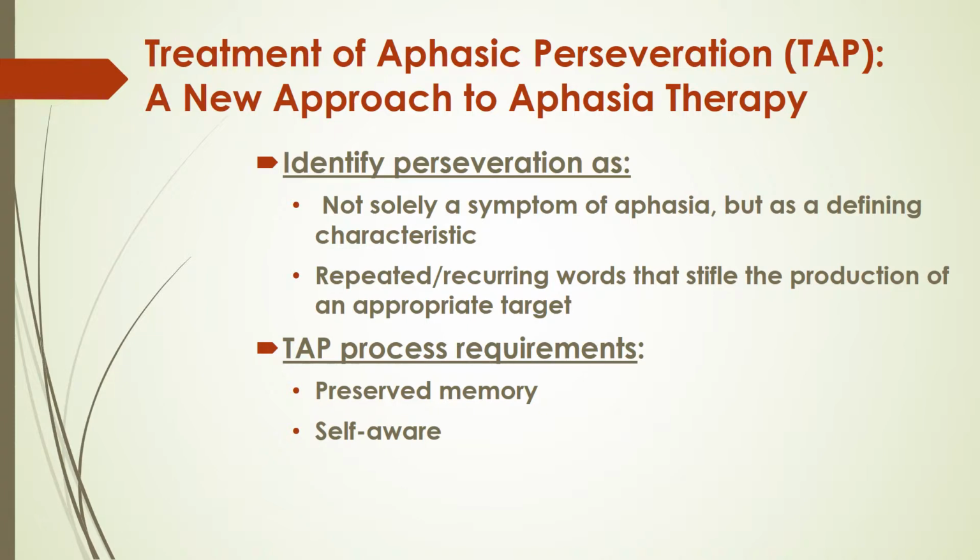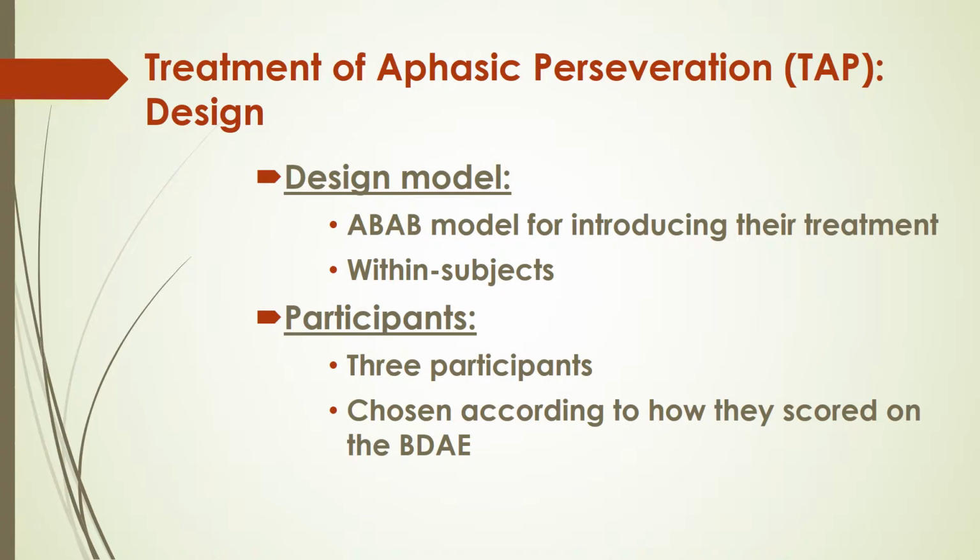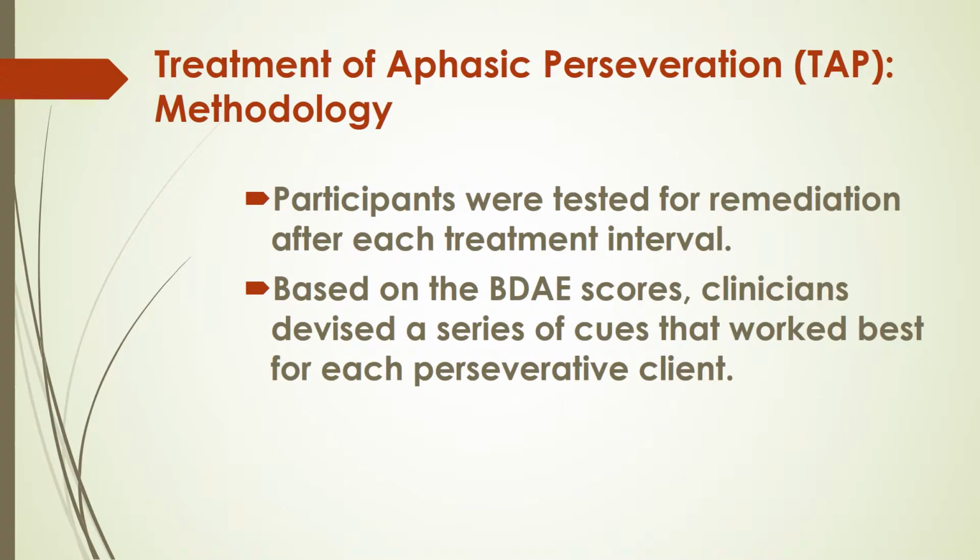number of perseverative errors. So the TAP design was an ABAB model. So they would start with TAP, do language therapy, traditional language therapy, go on to do TAP again, more language therapy, and then end with TAP. It was a within subjects design. There were 3 participants, and they were chosen according to how they scored on the BDAE. So after each treatment phase, the participants were tested for treatment effects. Participants were tested for remediation after each treatment interval as well.